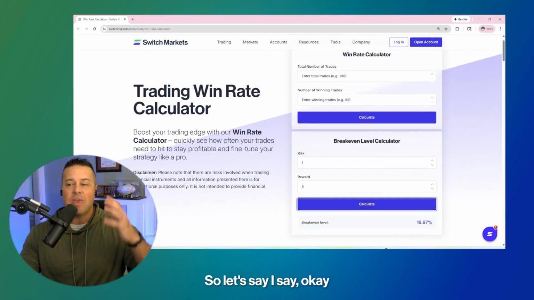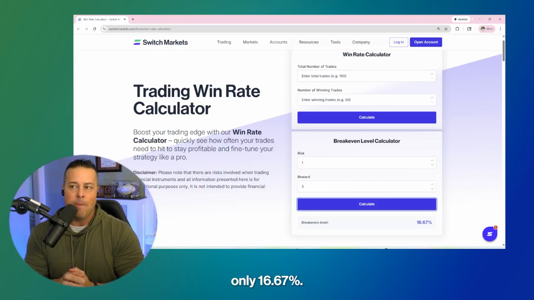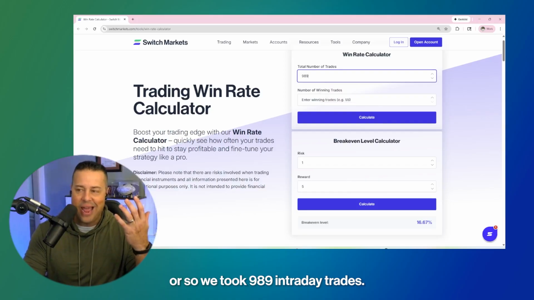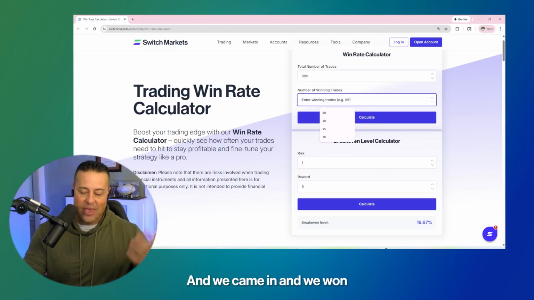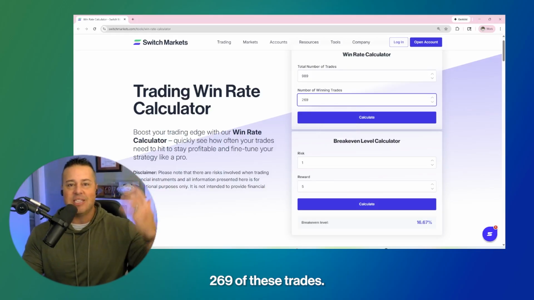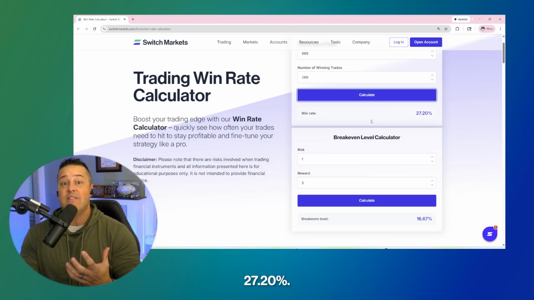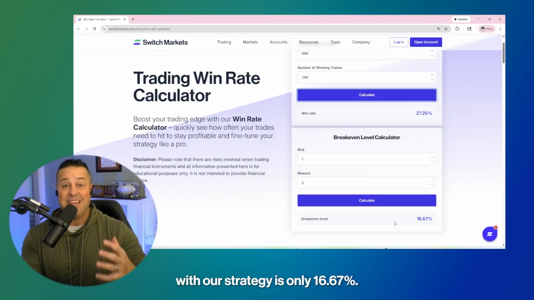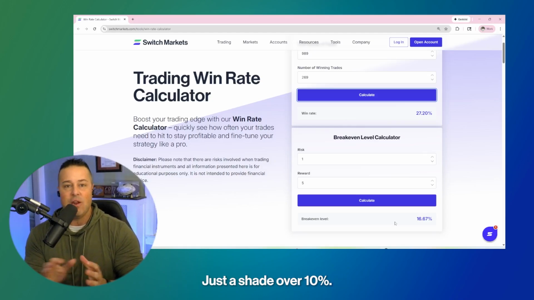So let's say our strategy's break-even is only 16.67%. Total number of trades, let's say for 6 months or so, we took 989 intraday trades. Let's say we're trading a 1-minute chart, and we came in and we won 269 of these trades. Calculate it, you can see our win rate was right around 27.20%. Our break-even level with our strategy is only 16.67%. We've got about a 10% edge there, just a shade over 10%.